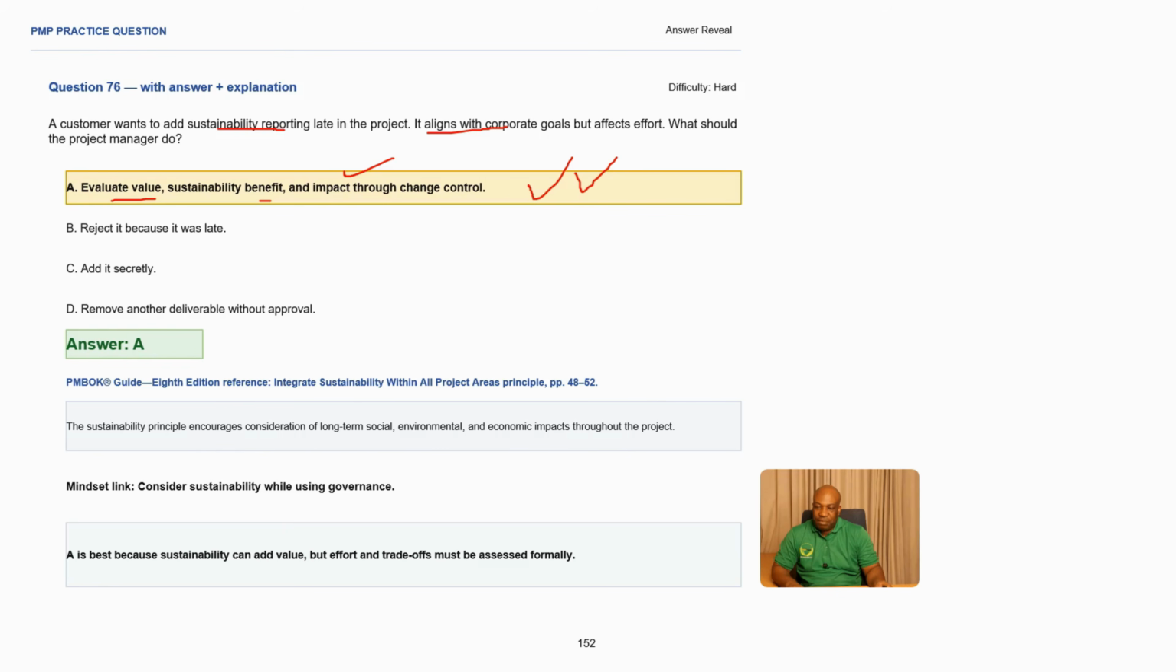this sustainability reporting. What is our link to our PM book? Integrate sustainability within project area principles, which is page 48 to 52. What does it say? The sustainability principle encourages consideration of long-term, social, environmental, economic impacts throughout the project. And the best mindset that you can apply to this scenario is you need to consider sustainability whilst you are using governance, all right? Making A the best answer in this scenario. Why? Because sustainability can add value, but effort and trade-offs must be assessed formally, making A the best answer.